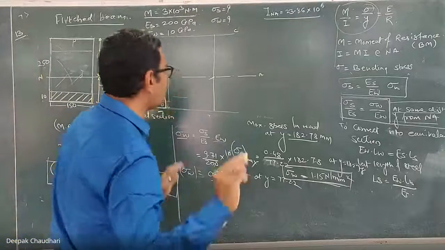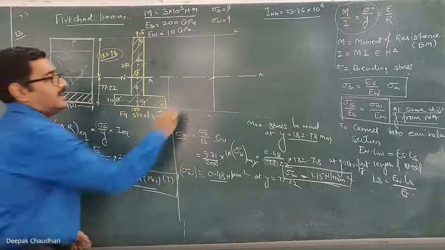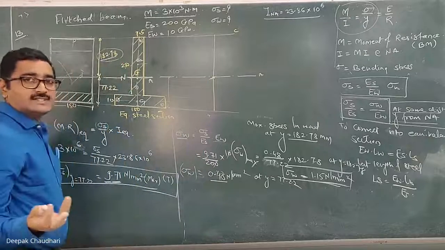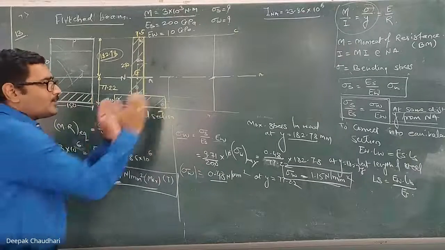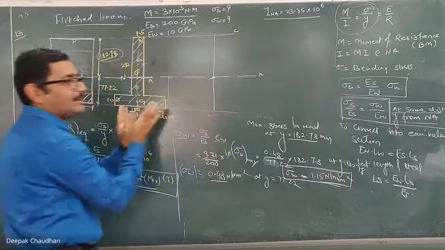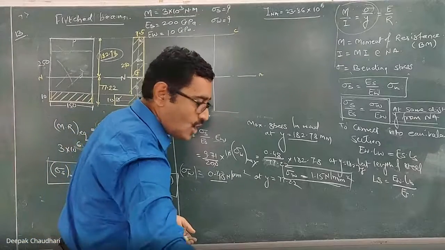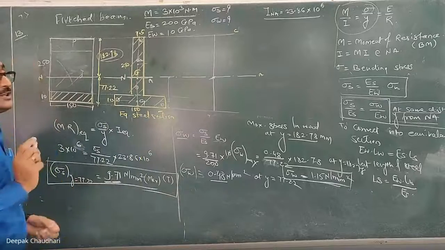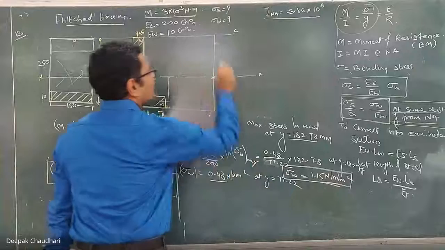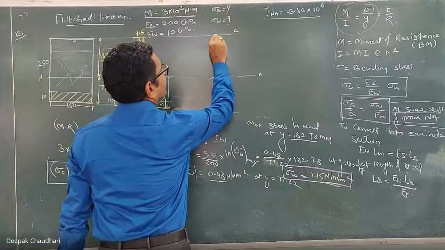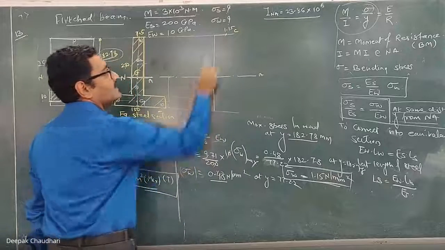Here, let's draw the proportion and scale. Remember, at the neutral axis, the bending stress is zero. You can draw it separately also, or you can plot both figures together. I will use a different chalk. First, I will draw the bending stress distribution diagram for the wood. In the extreme layer of the wood, it is 1.15. So here it is 1.15. At the neutral axis, it is zero.